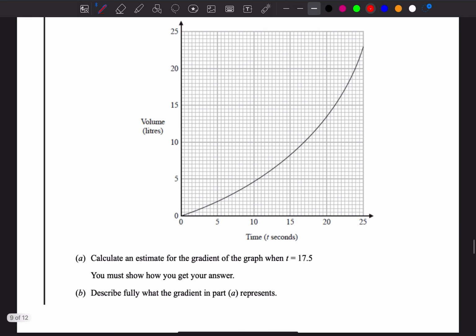You want the gradient at 17.5. That's exactly in the middle. 1, 2, 3, 4, 5. So here is 17.5, exactly in the middle. Here and here, you put one cross before, one dot after.